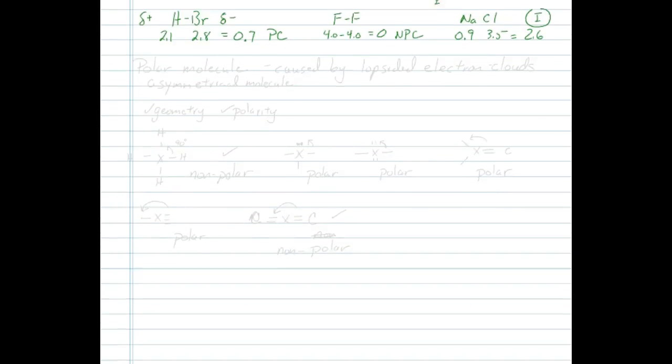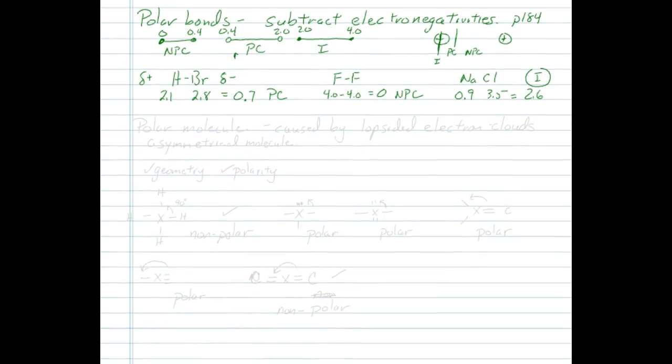Up to this point, we've been talking about bonds between two atoms. Now we're going to talk about the entire molecule. Polar molecules are caused by lopsided electron clouds that come from an asymmetrical, or not the same, an asymmetrical molecule.